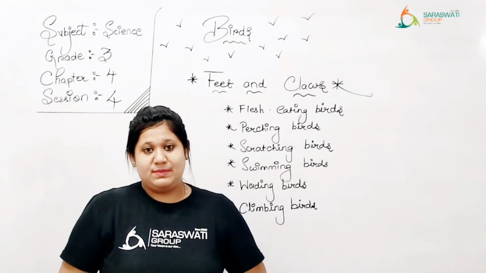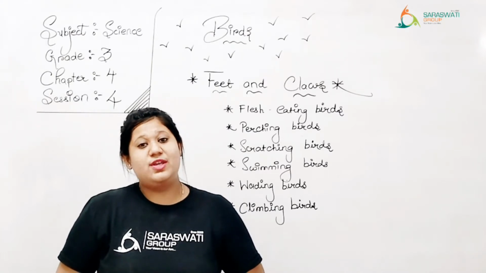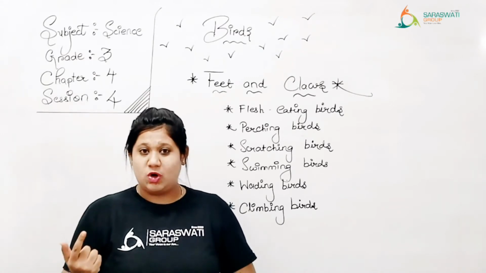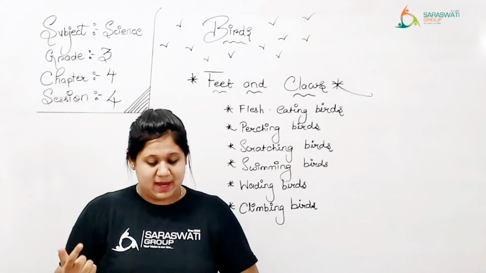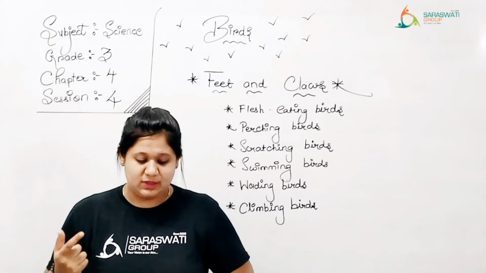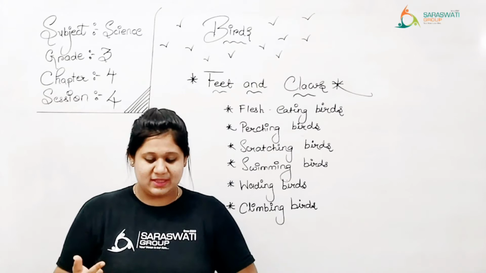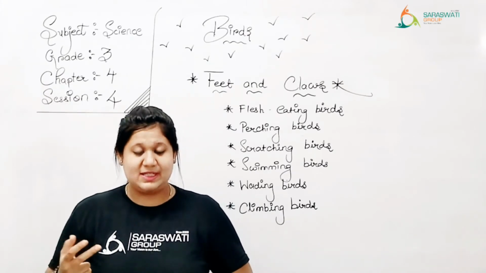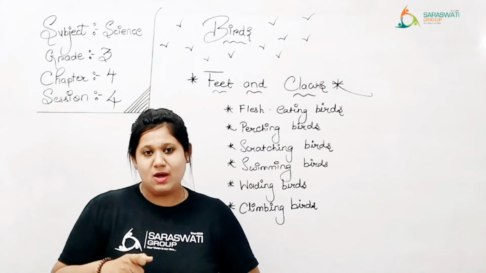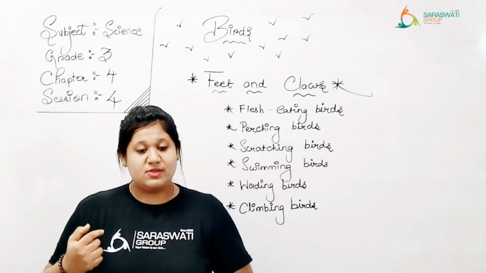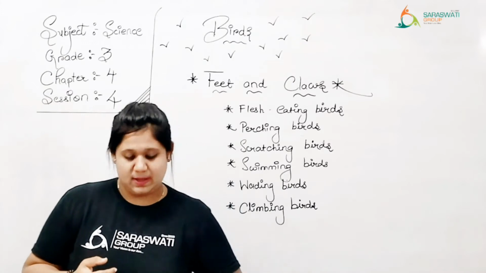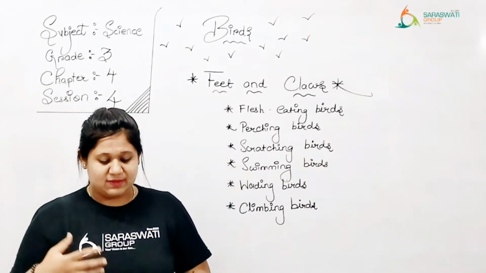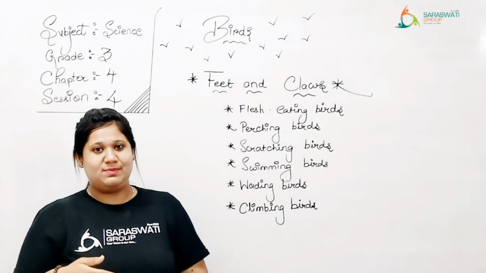There are all different birds, right? According to their food habits, they have different shaped beaks, like a short and hard beak. Sparrows, pigeons, and peacocks have a short and hard beak, right? Then a curved shape beak: parrot, parakeet, and macaw have a curved beak. Then a strong, sharp, and hooked shape beak. Vulture, eagle, and kite have a strong, sharp, and hooked shape beak, right?